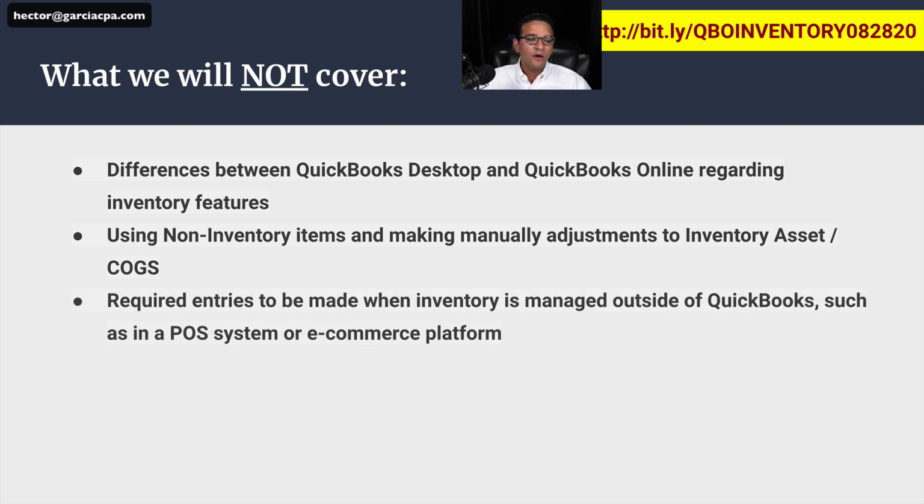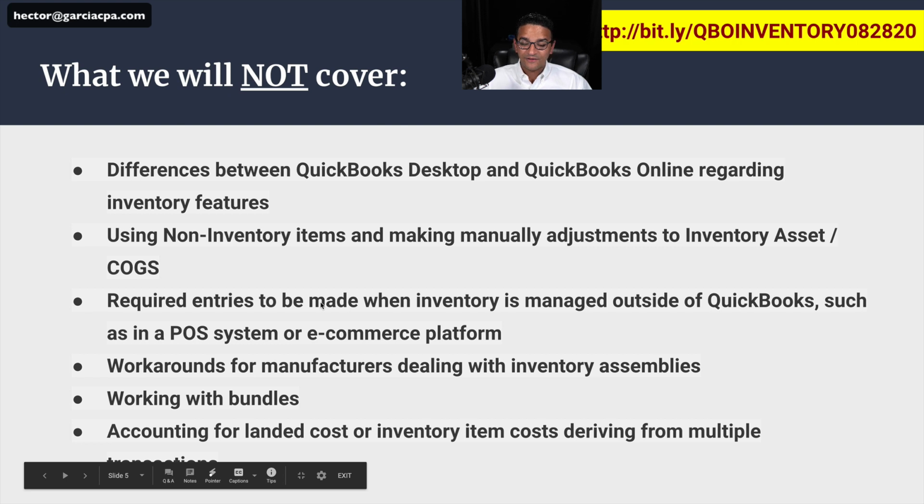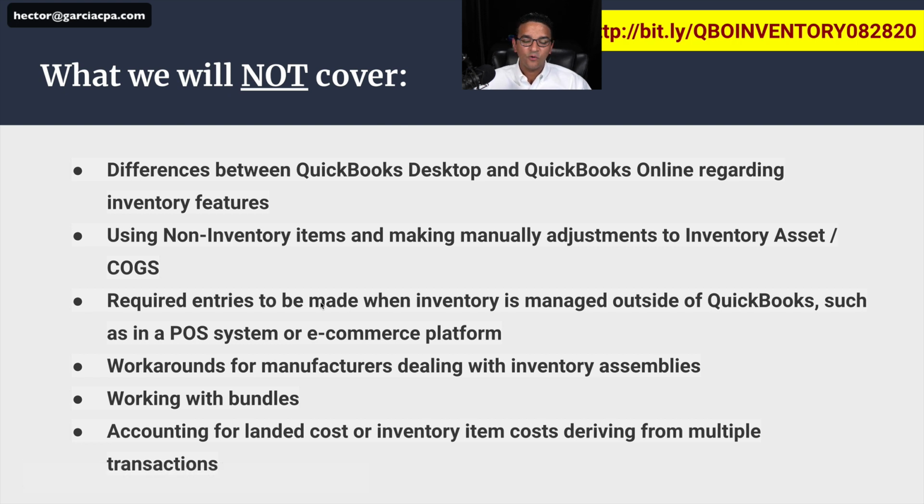We're not going to be talking about whenever inventory is being managed outside of QuickBooks, such as e-commerce or point of sale systems, and what kind of entries you will need to do with that. We're not going to be discussing any potential workarounds for manufacturers. QuickBooks Online is not meant for manufacturers, so you kind of have to accept that from the get-go because it's just not going to be a great app for manufacturers. And we're not going to be talking about bundles, which is a feature inside QuickBooks that allows you to group items together. And we're not going to be talking about landed costs or inventory items in which the costs are derived from multiple transactions. All these are very tricky topics, and this could be a part two, right? But for today's, we're not going to be covering any of those.